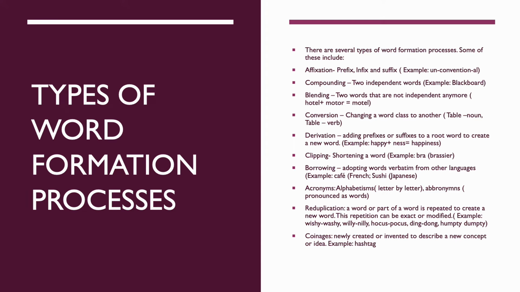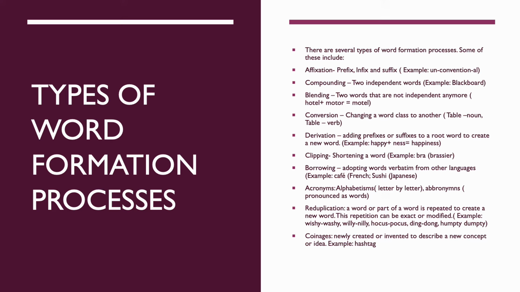Now we move on to acronyms. Acronyms are of two types. You can have alphabetisms, words pronounced as letters, and you can have abronyms, words pronounced as words. For instance, you have HIV, which is an acronym for human immunodeficiency virus, pronounced as letters, the letters themselves. Then you have abronyms, for instance, LASU, Lagos State University, pronounced as a word.